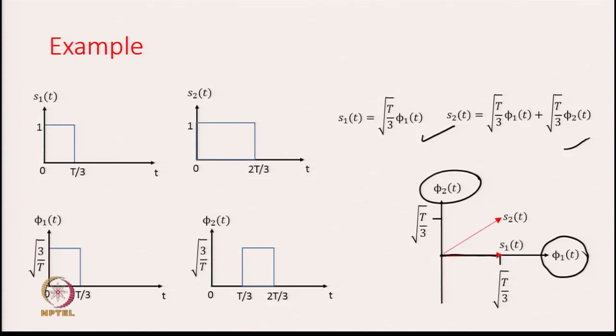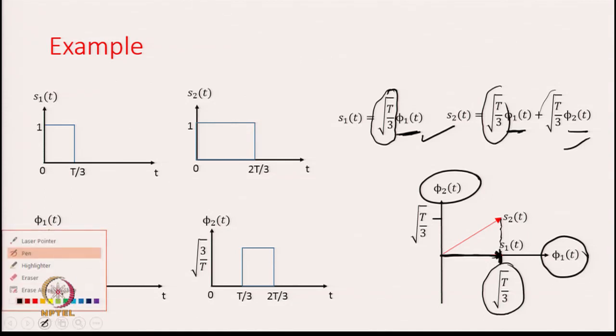And S 1 t is this vector. See that this only has a component of phi 1 t, and it has got this value along phi 1 t. So, I have to consider a point along phi 1 t with this value, and S 2 t contains both phi 1 t and phi 2 t, and it has the value along phi 1 t of root t by 3 and also along phi 2 t of root t by 3. So, this is this vector.